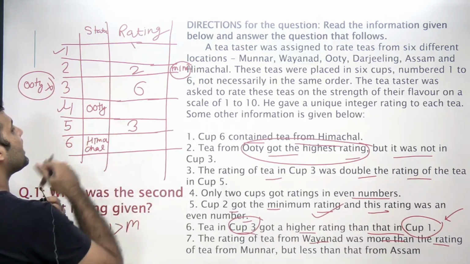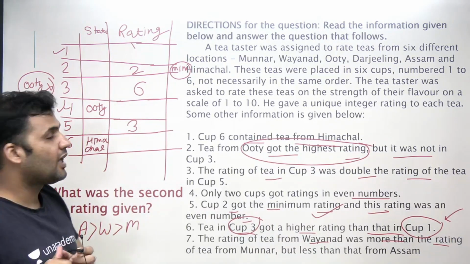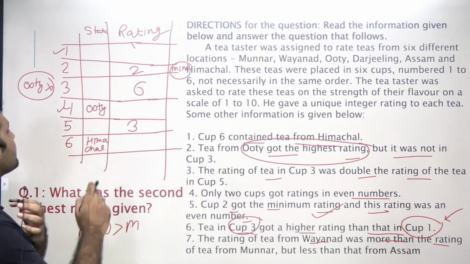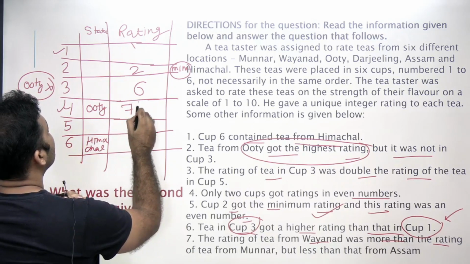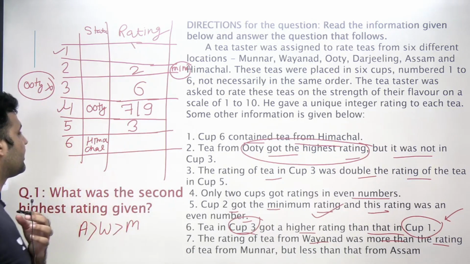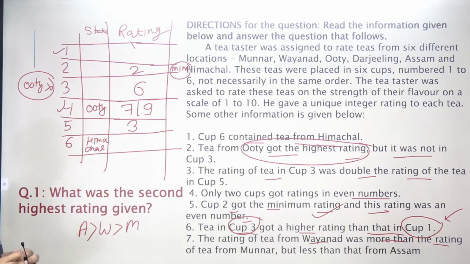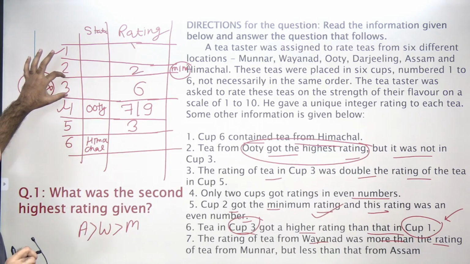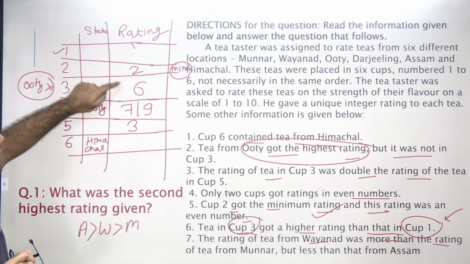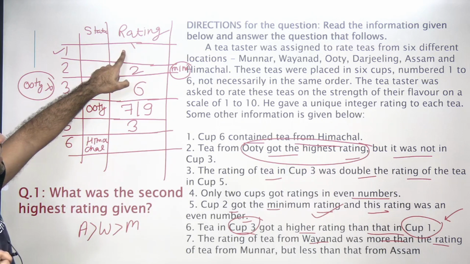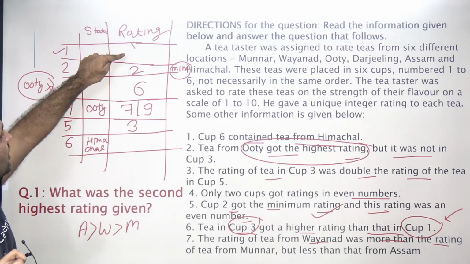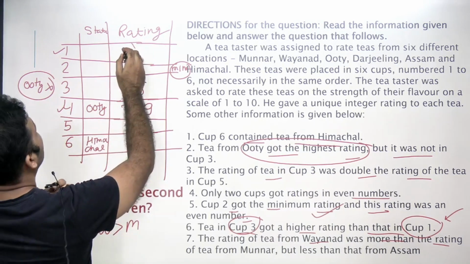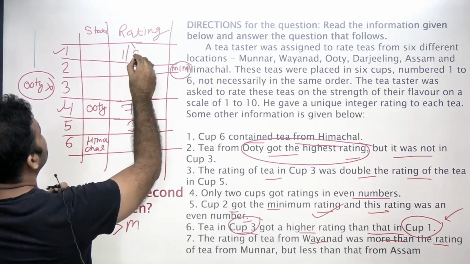This has to be the highest rating. What will that highest rating be? It has to be an odd number and it has to be more than 6. So there are only two possible cases: the highest rating will be either 7 or 9. We also need to make sure that the rating of cup number 3 is more than the rating of cup number 1. We know the number here will be odd, so for cup number 1 it can only be 1, 3, or 5.